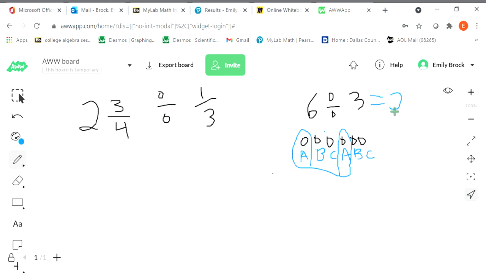Now again, the key with partitioning is you are giving that much. We are giving 6 to 3, sharing it amongst 3. The answer is what 1 gets. So there we go. Now, let's do this on the number line also. Let's see how that works.